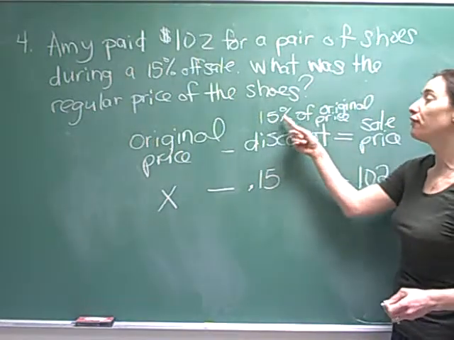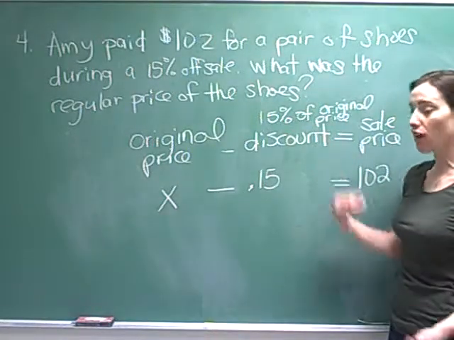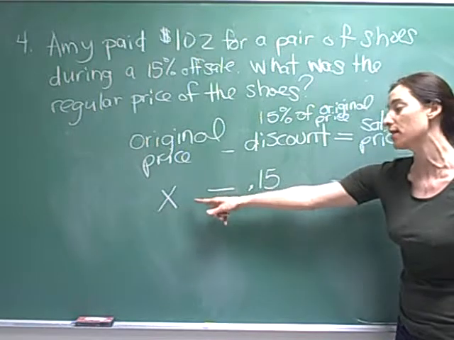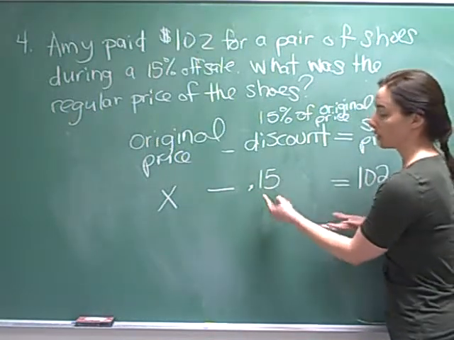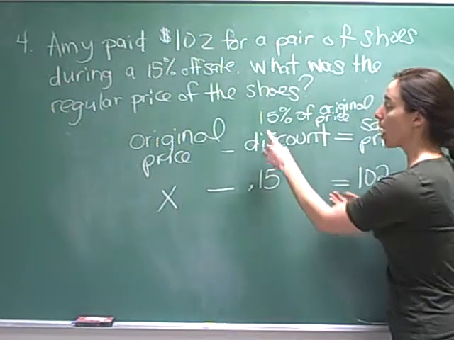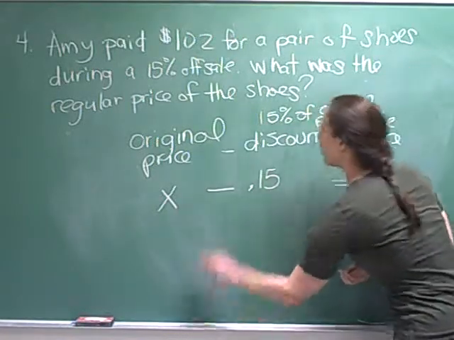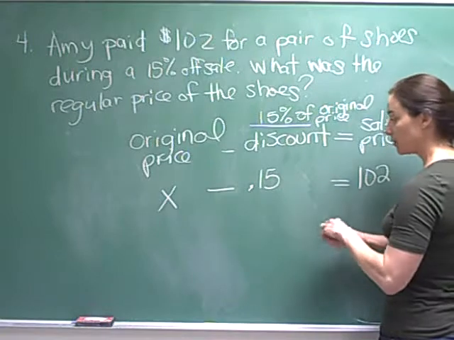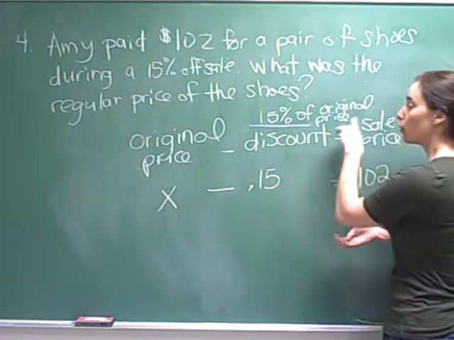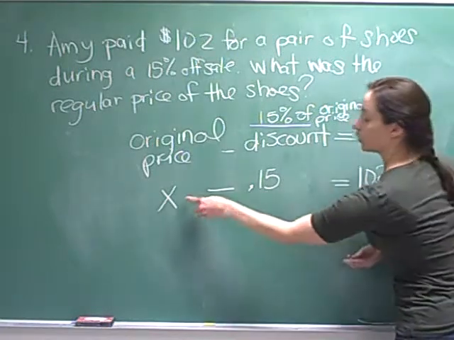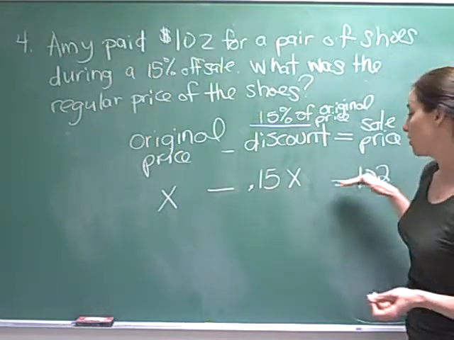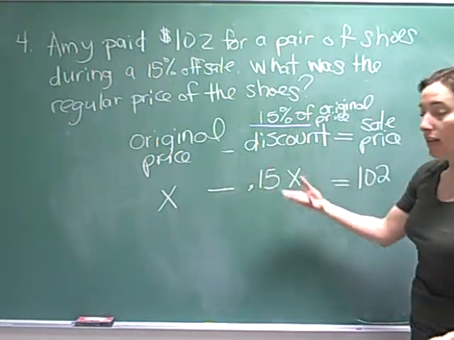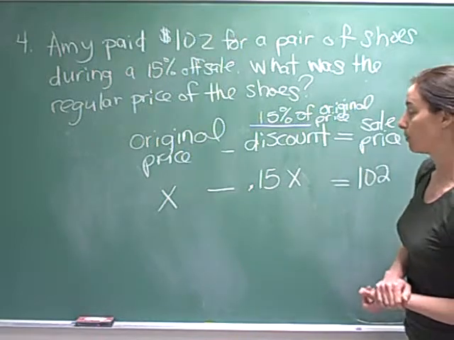I'm going to calculate 15% of the original price and subtract it off of the original price, and the result will give me that sale price. So instead of just having 15% floating around in space here, I'm going to do 15% of, so that 15% times the original price, which I represented with an X. So now I have an equation, and I can simplify it and solve it like I would any regular equation.